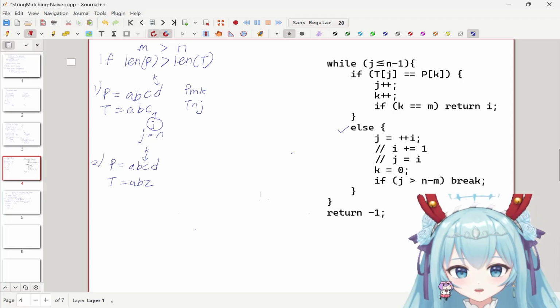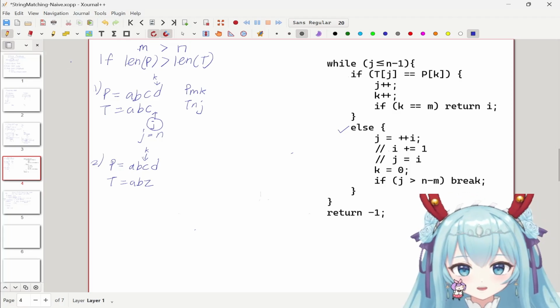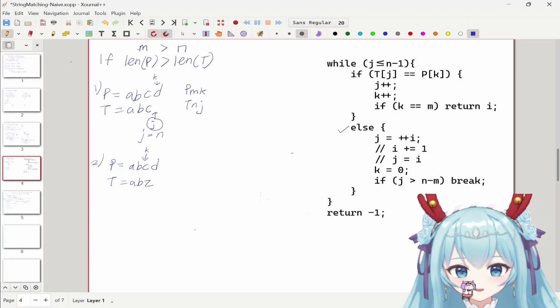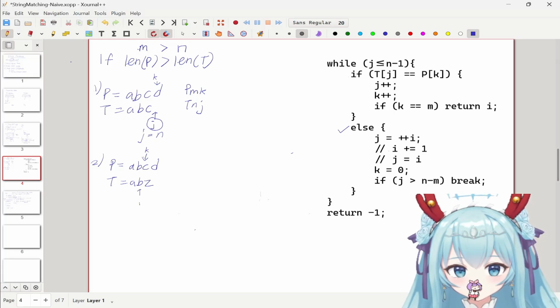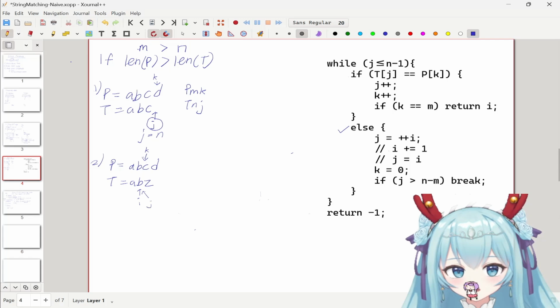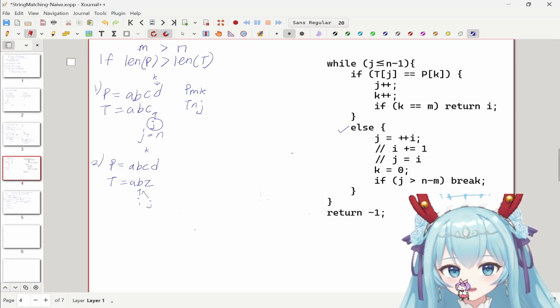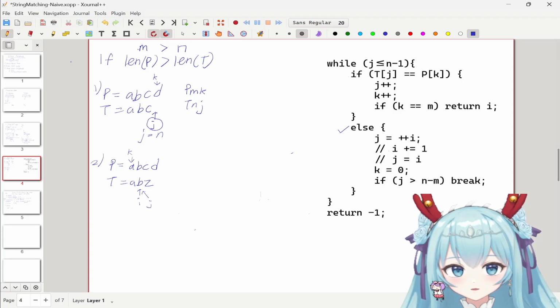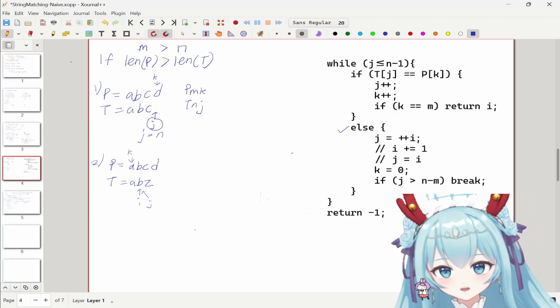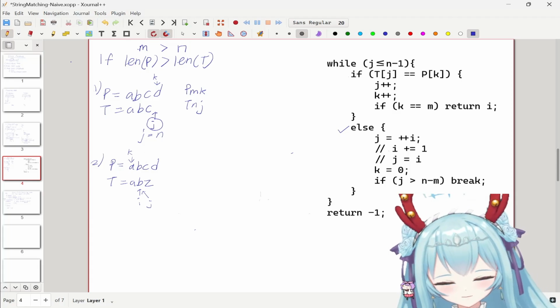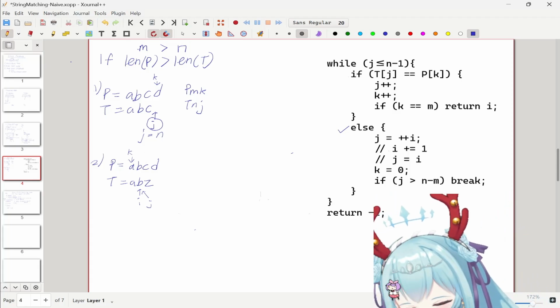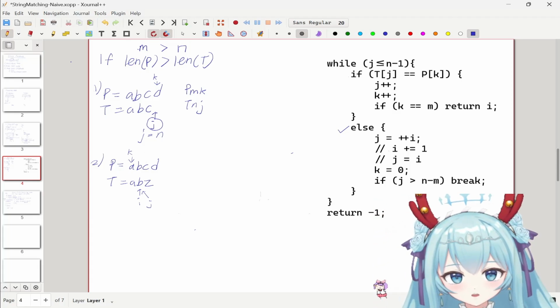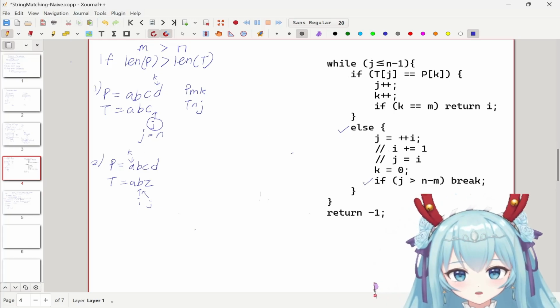Sorry, I said that wrong. I mean, I will increase by 1, so I will now point over here, and J will equal I, and J will reset back to 0. And remember, now J is pointing to the first character of the next window that we need to check. And we realize that we trigger this part.